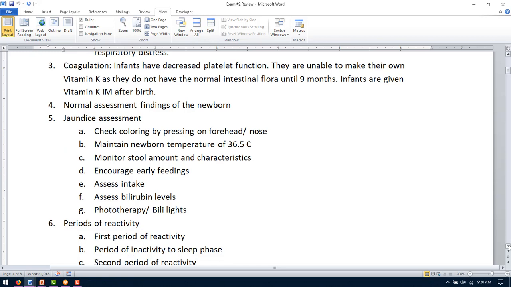We give babies their vitamin K shot right after birth because they don't have the normal flora in their gut to make the clotting factors. I can't remember exactly which ones are 2, 7, 9, and 8. I think, I don't know. Those clotting factors, they don't have them, so that's why we give them the vitamin K so that that can help make their blood clot.